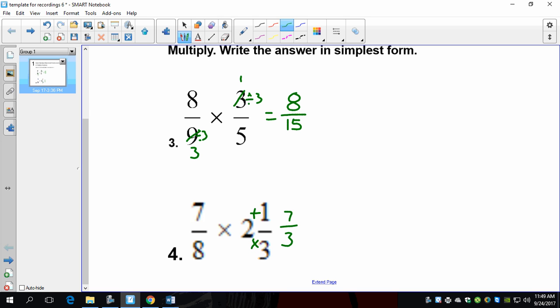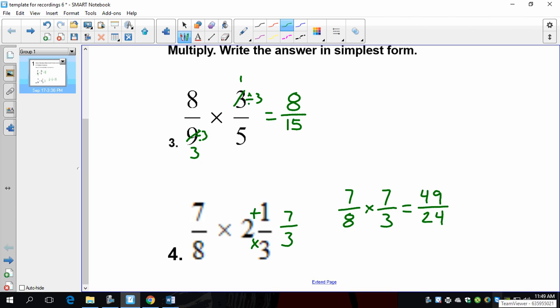So our new problem, I'm just going to draw the new problem out over here. It is 7/8 times 7 over 3. If you look at your numbers, 8 and 7 have nothing in common, 7 and 3 have nothing in common. The only thing they have in common is 1, and you know that every whole number has 1 in common. So this time we just multiply the tops. 7 times 7 is 49, and 8 times 3 is 24.